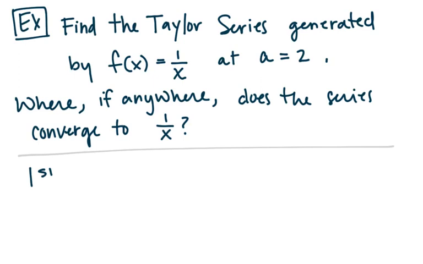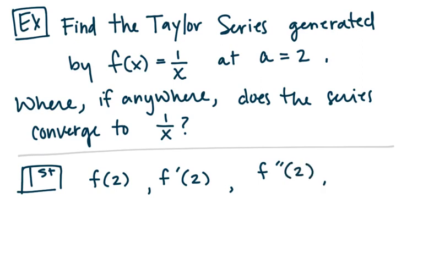The first thing we're going to do here is find our function values and our derivatives evaluated at 2. We are going to need to know what f of 2 is, what f prime of 2 is, and what f double prime of 2 is. Depending on how far you were going in the problem, you might need to find the third derivative, but the second should be suitable for our needs here. So we're going to evaluate the function, the first derivative, and the second derivative at some a value equal to 2.